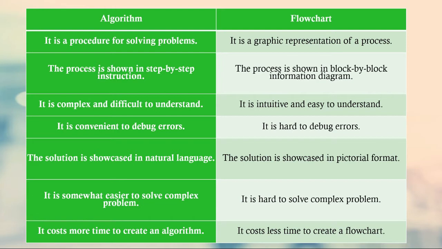Algorithm solution is showcased in natural language. In flowchart, the solution is showcased in pictorial format. It is somewhat easier to solve complex problems with algorithm. It is hard to solve complex problems with flowchart. It costs more time to create an algorithm. It costs less time to create a flowchart.